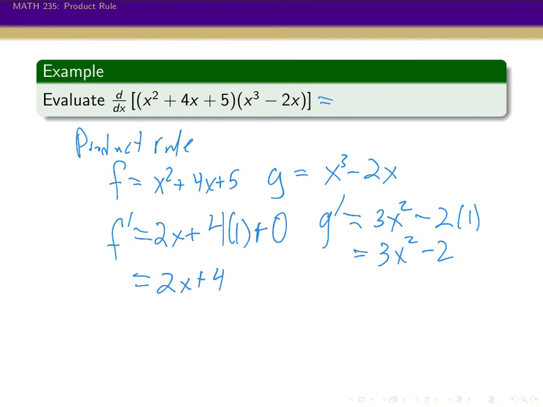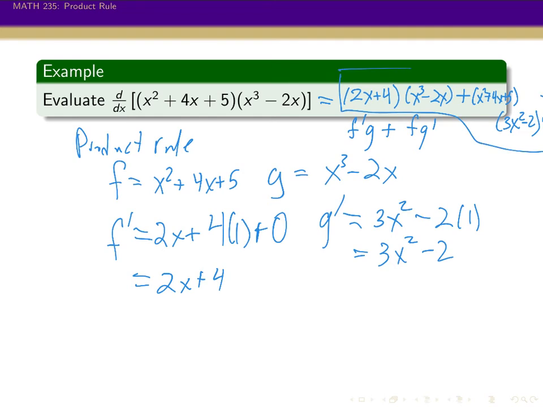And so then applying the product rule, this is going to be equal to f prime g plus f g prime. So now we just plug these in. F prime is 2x plus 4 times g, which is x cubed minus 2x, plus f, which is x squared plus 4x plus 5, times g prime, which is 3x squared minus 2. And that right there gives us our derivative. It's not all multiplied out. If we multiplied this out, we'd have something like 6 terms, which is an awful lot. Instead, we can just use the product rule and do this pretty quickly, piece by piece. And this is perfectly fine for what we're looking for.